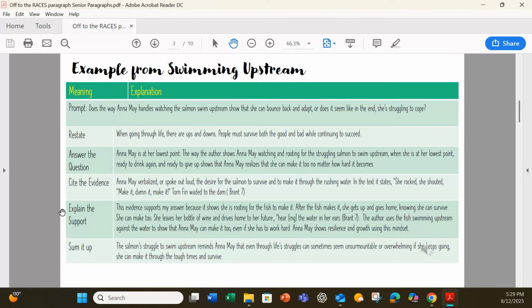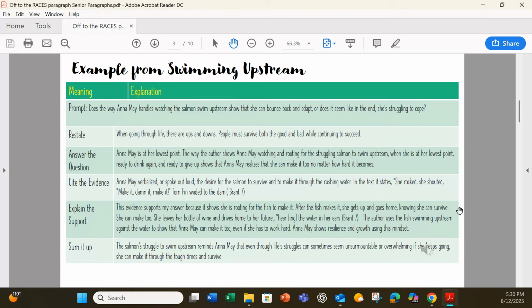The next and longest part of my paragraph is trying to explain how this citation really talks about the answer. So I'm going to tell you, this evidence supports my answer because it shows she is rooting for the fish to make it. After the fish makes it, she gets up and goes home knowing she can survive. She can make it too. She leaves her bottle of wine and drives home to her future, hearing the water in her ears.